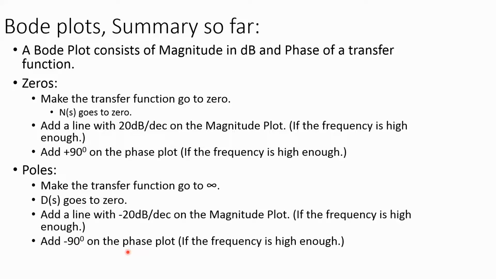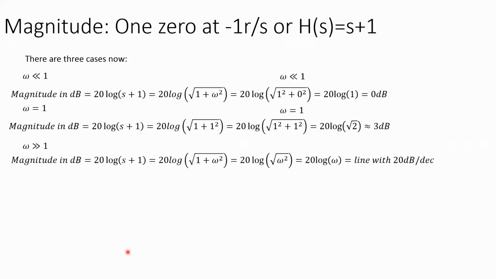Now, what do we mean by that? Let's do it with an example. Let's find the magnitude of a zero at minus 1 radian per second, or a transfer function that equals s plus 1. Now we have 3 cases to do our hand plots: when omega is a lot less than 1, when it's equal to 1, and when it's greater than 1.